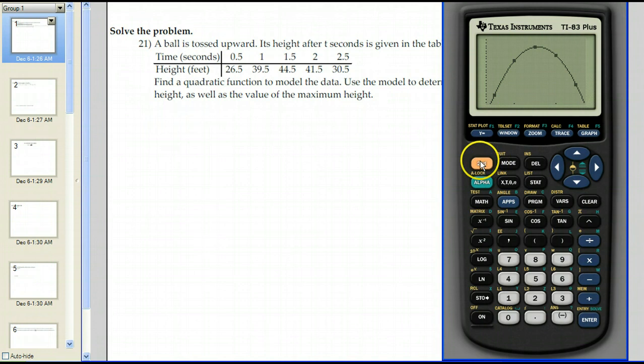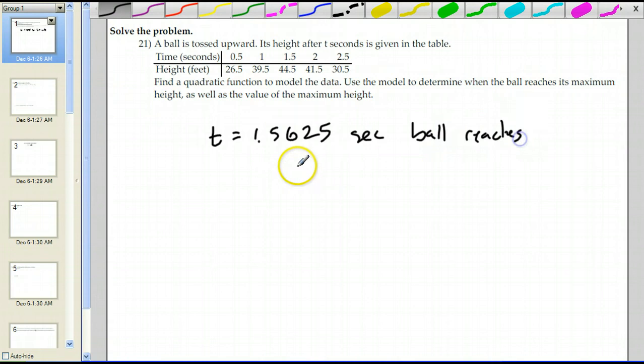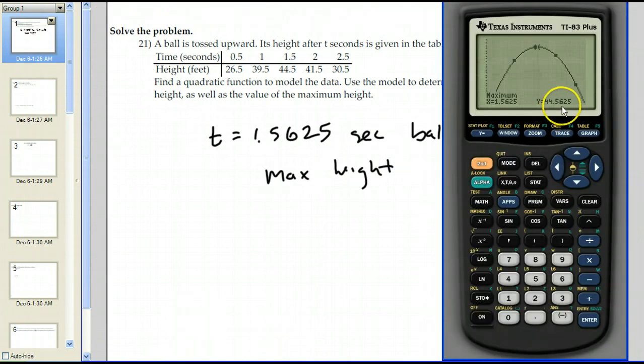Alright, we want to know the maximum. So to find the maximum, we hit second trace and highlight option 4, and notice it automatically goes to y1. Okay, so left bound, we want to be to the left of the peak, so that's pretty close to the peak, but it's a little bit to the left of it. That's what we want. For right bound, we want to get close to the peak but go a little bit to the right of it. And then obviously for guess, that means guess what the max is. Alright, so we hit enter there, and then there's our maximum. So at 1.5625 seconds, the ball reaches maximum height. And they want to know what the maximum height is, so that's your y value, 44.5625.